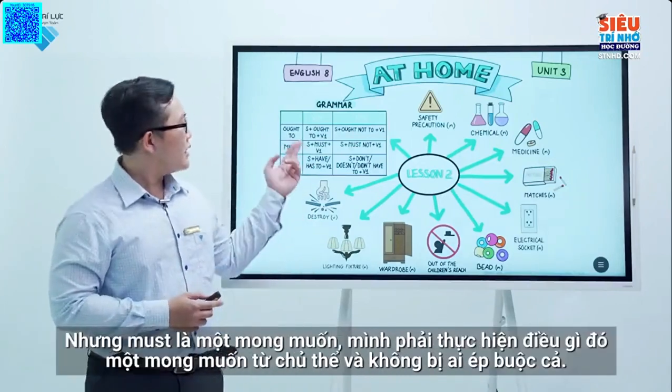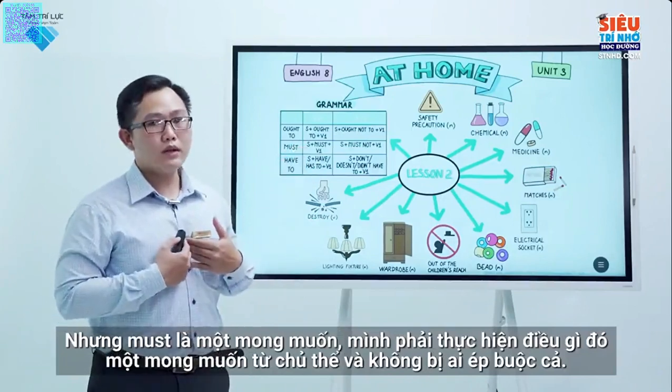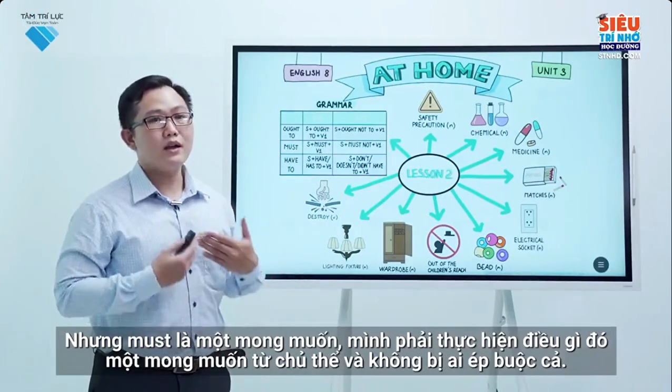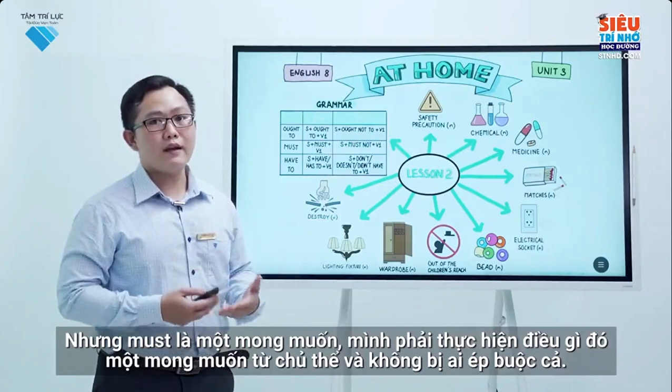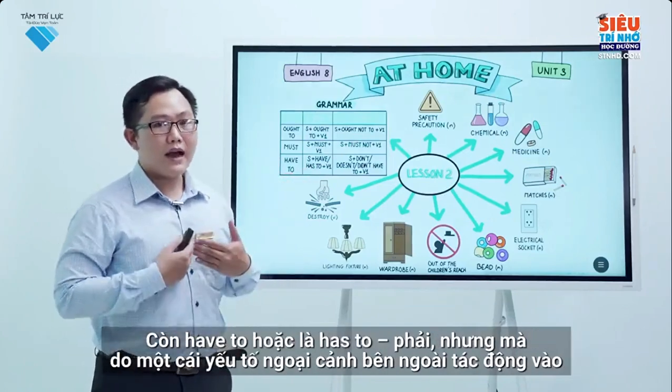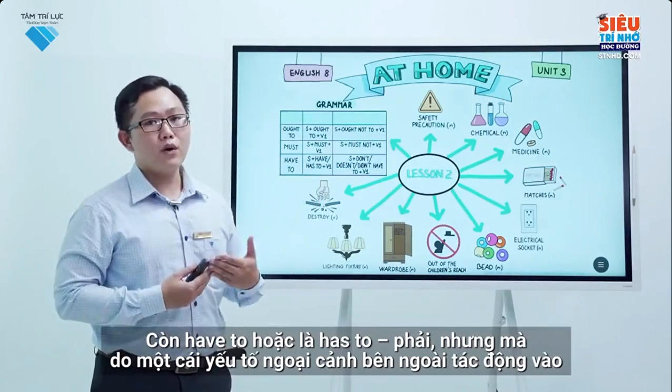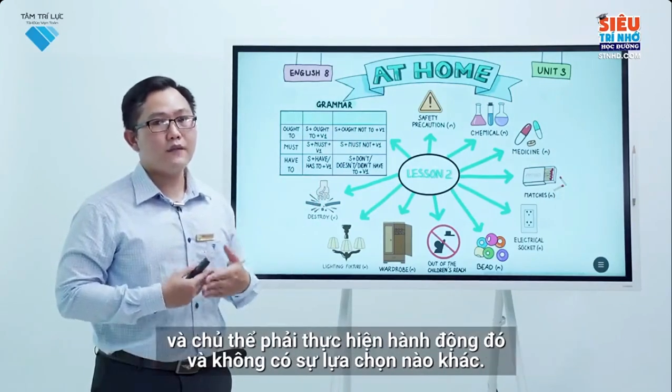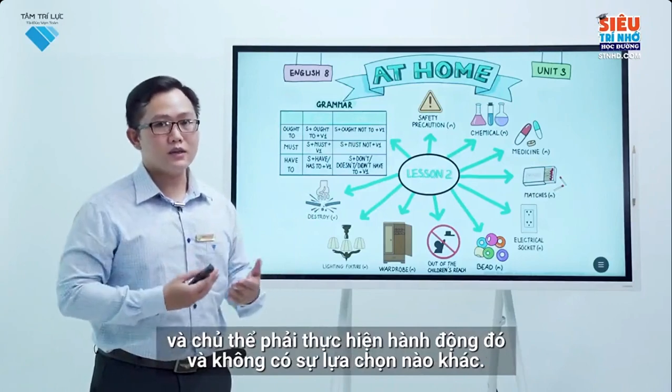Phải. But must is a wish. We have to do something, a wish from the subject, and not forced by anyone. Have to or has to, phải. But because of the influence of an external factor, the subject has to take that action and has no other choice.